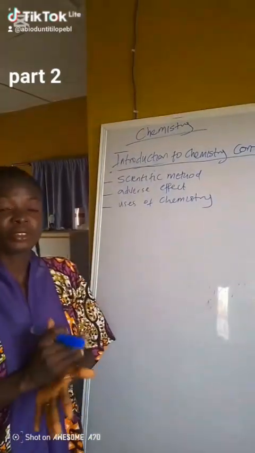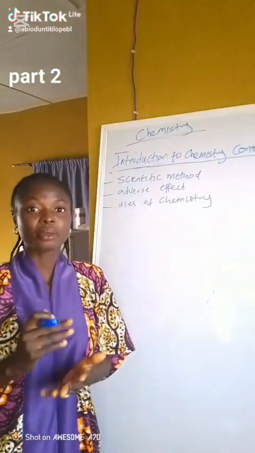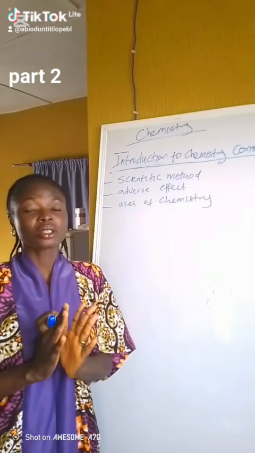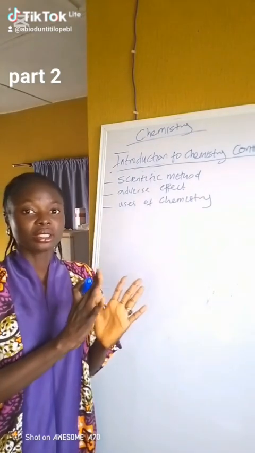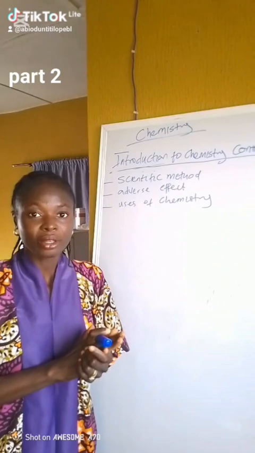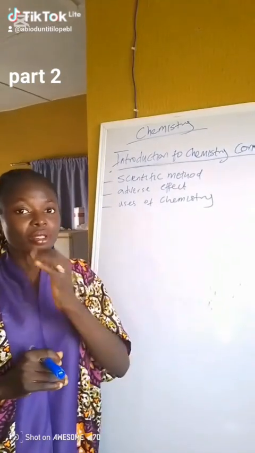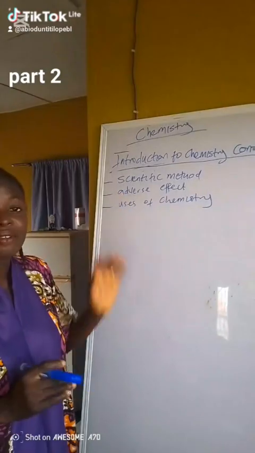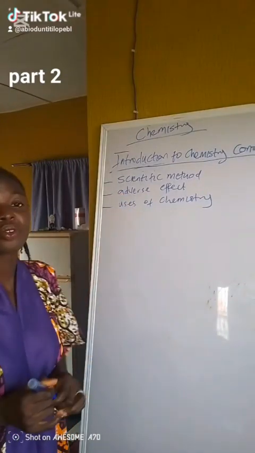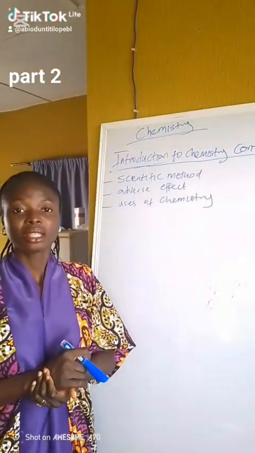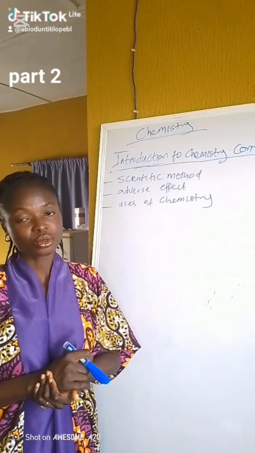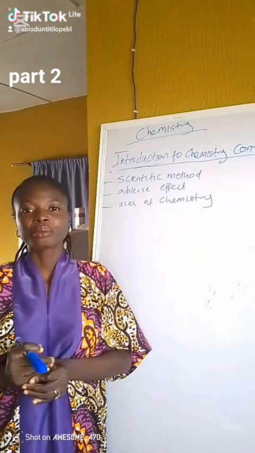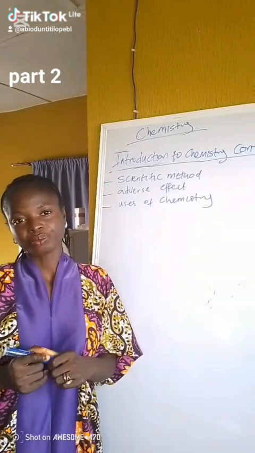Yesterday we talked about the definition of chemistry, the branches of chemistry, and the chemistry around us. But today we are going to start from the scientific method, adverse effects, and uses of chemistry. Those are the three things we are going to talk about this afternoon. Now let's start from the scientific method.